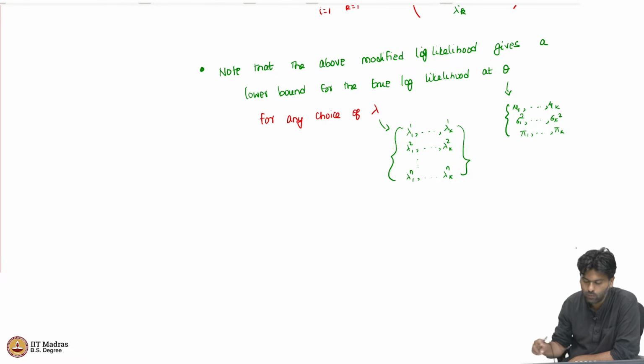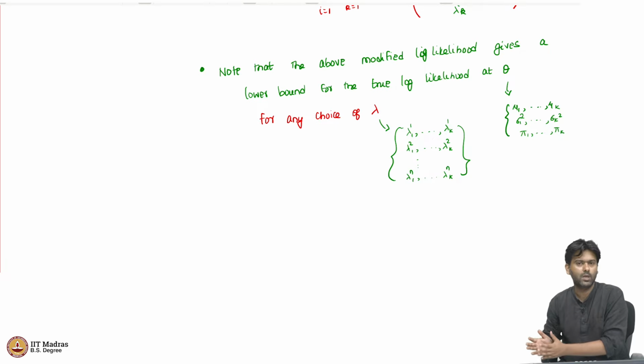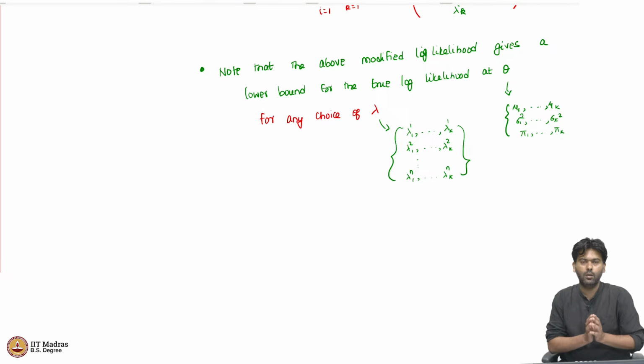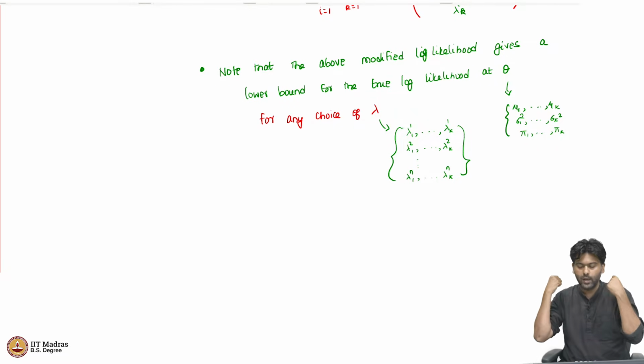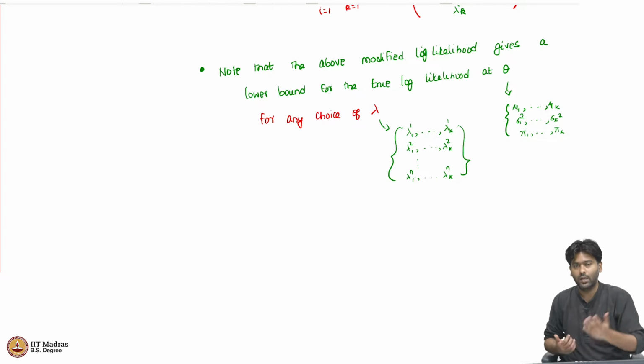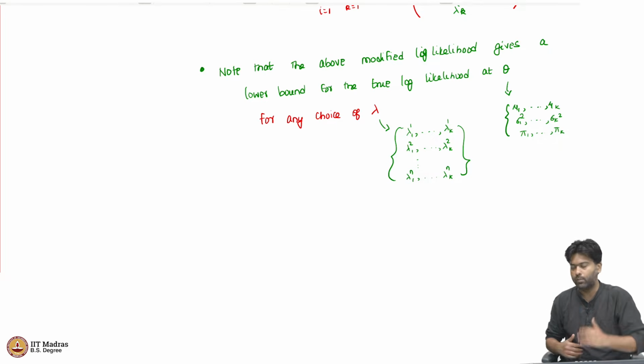So, you give me a theta, which is a bunch of mus, sigmas and pi's. Now, I don't want to evaluate the log likelihood. Instead, let me say I want to evaluate the modified log likelihood. I can put any value of lambda, I will get a number and give it to you, and that number will be a lower bound for the actual log likelihood at the theta that you gave me, right. I will use your theta, I will use my own lambdas, and then I will compute the modified log likelihood, it will be a lower bound. That is simply by Jensen's.